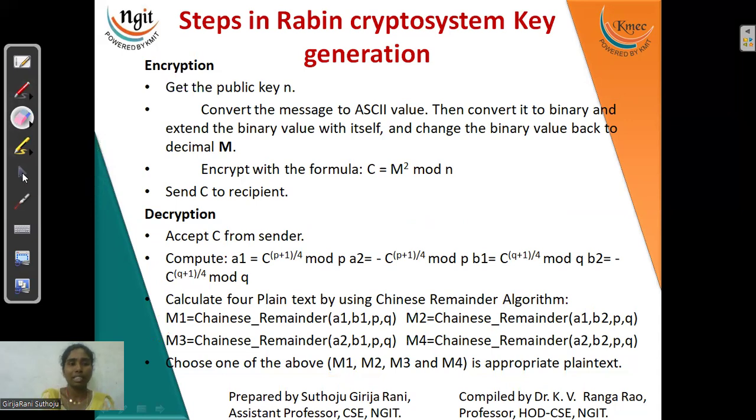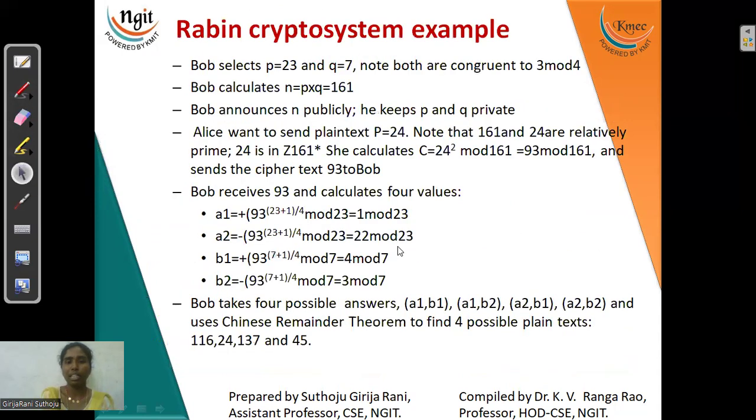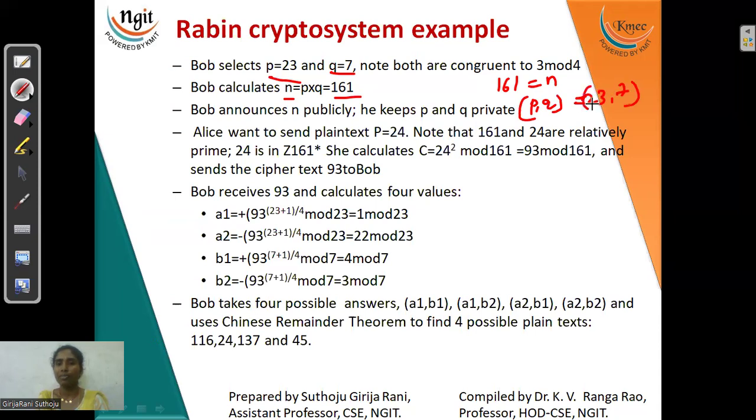Let us see one example in the next slide so that you will get a small idea of how to create this and how to carry on with this. Let us select our P and Q as 23 and 7. So my public key will be 161 directly, that is N. What are my P and Q values? P and Q values are 23 and 7 directly. So this is my public key, and this is my private key.